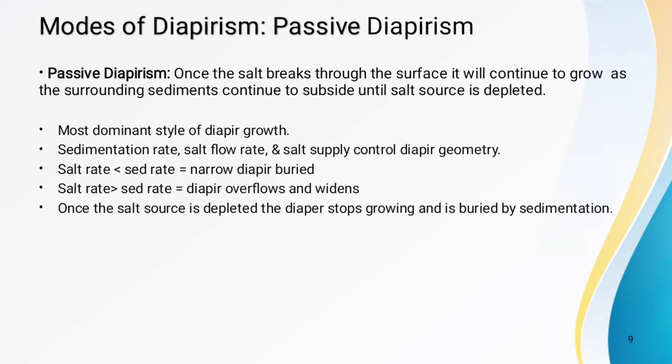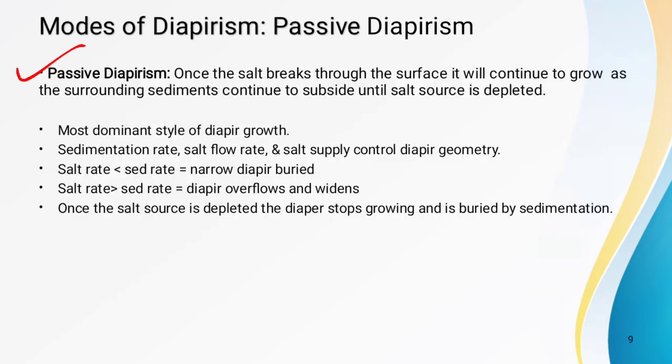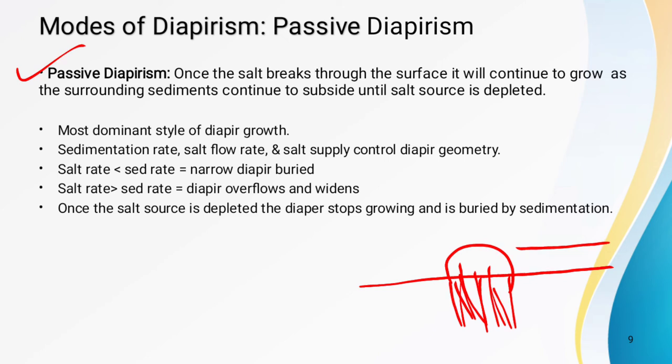Now the third is passive diapirism. Once the salt breaks through the surface, it will continue to grow as the surrounding sediments continue to subside until the salt source is depleted. After reactive, then active. Once it invades, it will not stop; it will go on increasing its size and elevation until it reaches the top. When it reaches the top, weathering agents will act on it.